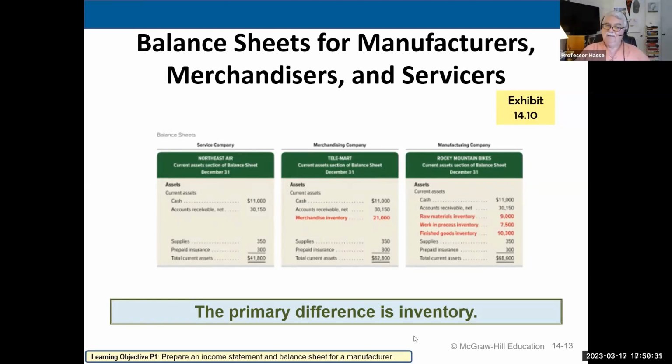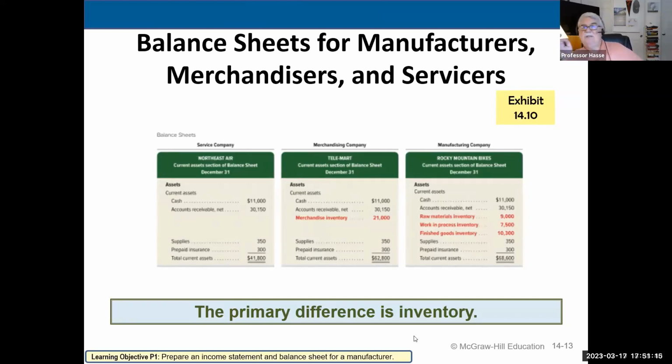A merchandising company has merchandise inventory, retail. They buy a product from Nike. They buy about 10,000 shoes from Nike. They bring them to their warehouse, put them on their shelves, and until they're sold, they're called merchandise inventory. Once they're sold, they hit the income statement as cost of goods sold. And then in a manufacturing company, it gets a little bit more complicated because there you have three levels of inventory making up your assets. Materials, products currently being built, and products that have been already built but are waiting to be sold.